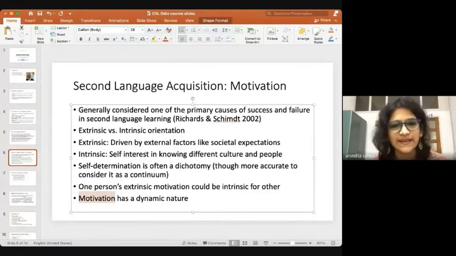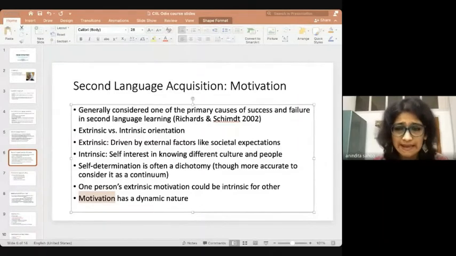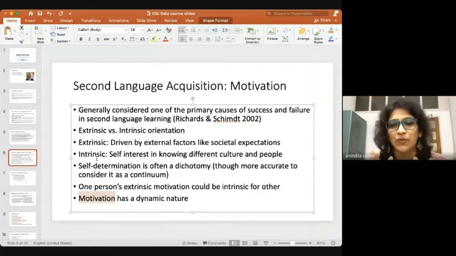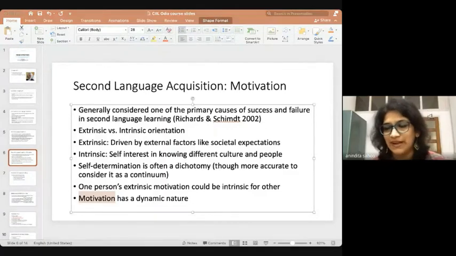And when you talk about intrinsic, that means you are internally motivated, and this internal motivation primarily comes from an interest in knowing different cultures and different people. When I bring in the discussion of culture, it's mainly related to adult language learning. But in the case of children, maybe you can think about making friends. When you talk about making friends and knowing what happens in the friend's family, the child may understand the local customs and local traditions better, if the child is a little more mature. If they're very young, then the intrinsic motivation or intrinsic orientation wouldn't work for them.